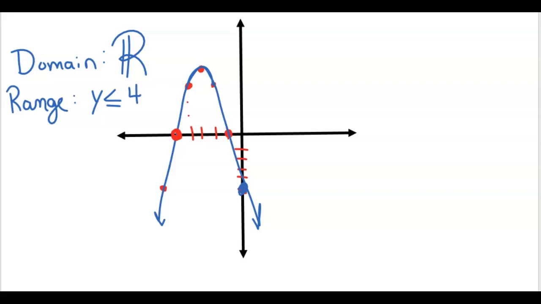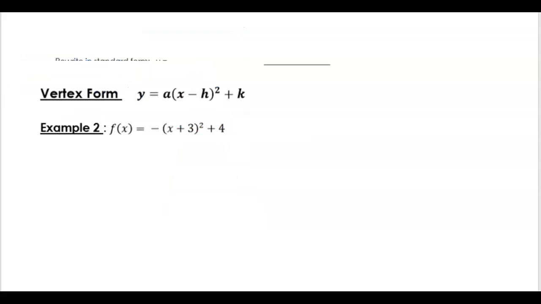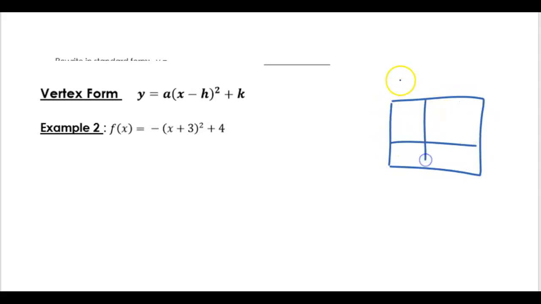So, one final thing. How can I take this vertex form and make it into standard form? Standard form doesn't have any parentheses. So the first thing I'm going to need to do is multiply that out so it doesn't have any parentheses.